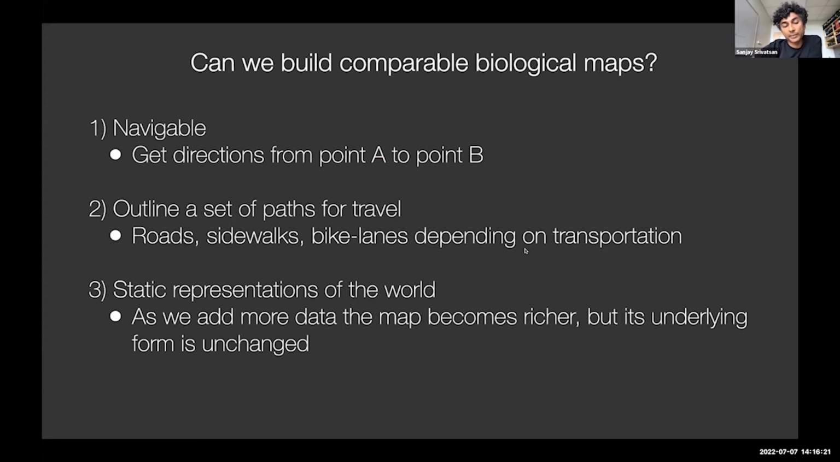So in the maps example, these are the roads, sidewalks, bike lanes, and that really depends on the mode of transportation. And finally, we'd love to have a static representation of this biological system, in the sense that as we add more data, that map becomes richer, but its underlying form is unchanged. When I think of this third point, I think of the human genome's linear sequence and how the ENCODE consortium has been able to layer multiple modalities onto that linear sequence. Having something comparable for development or tissues would be ideal.